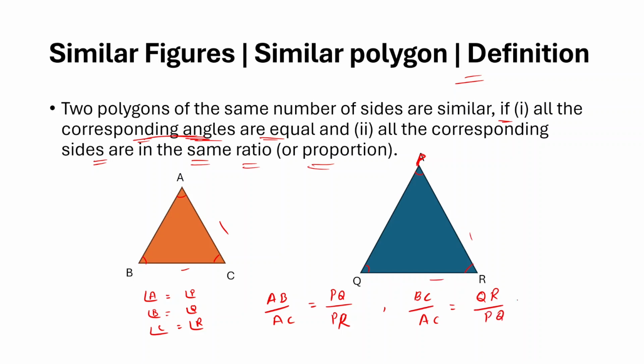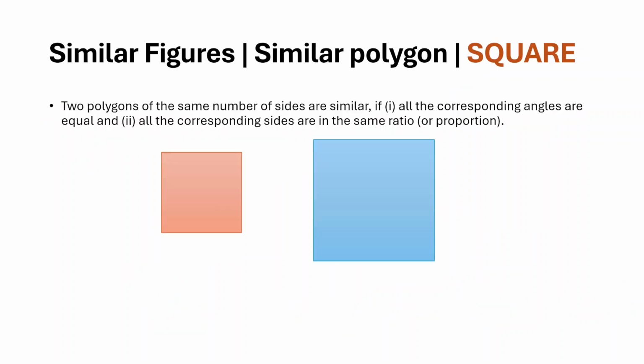It says that. At the same time, we can also take these two sides, AB divided by BC equal to PQ divided by QR. So that's what the similar figures or polygons definition says. Got it, guys? Pause the video and you can recap what exactly the similar figure or similar polygon definition or theorem is. Okay, let us understand the same by taking a square as reference.